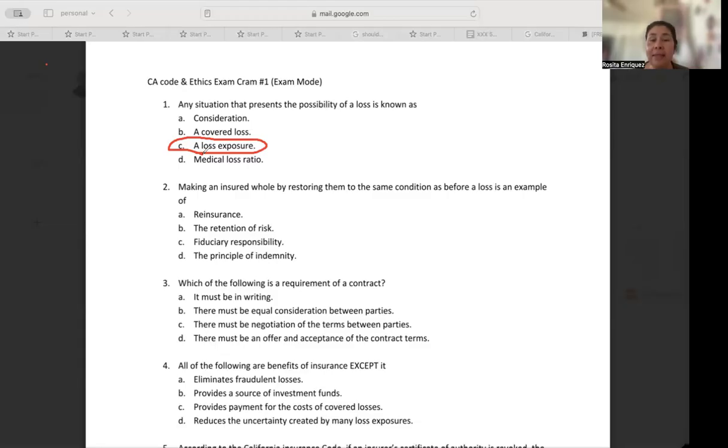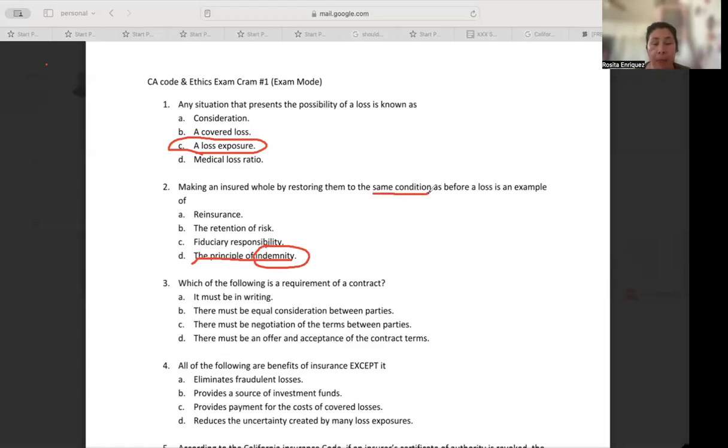Number one, again, any situation that presents a possibility of a loss is known as loss exposure. Number two, making an insured whole by restoring them to the same condition. That is the principle of indemnity. The same condition as before. The key word there is indemnity, restoring to the same condition.